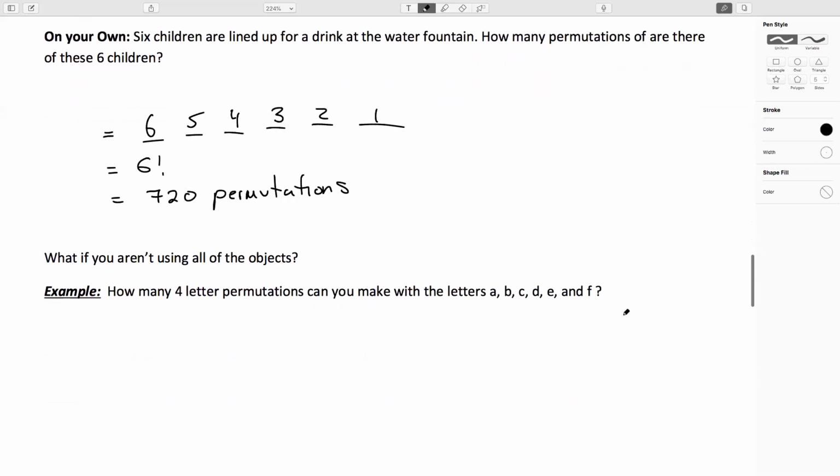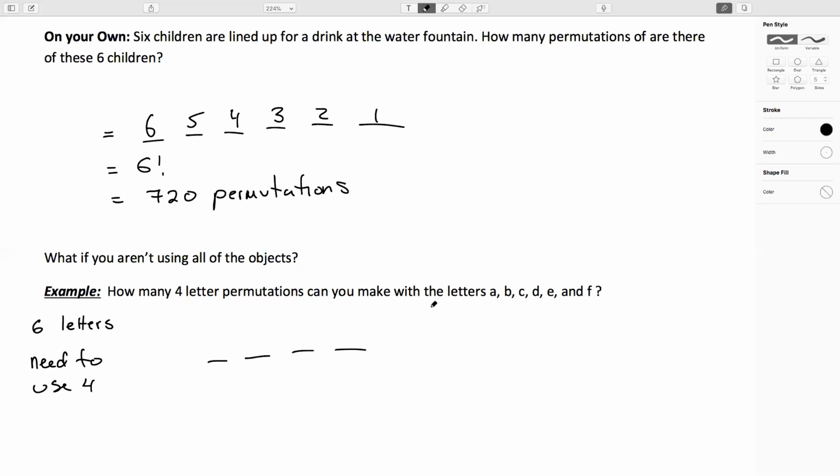What if you're not using all of the objects though? So what if you only want to make a 4-letter permutation, but you've got more than 4 letters? We've got A, B, C, D, E, F. So that's 6 letters. But we need to use 4. So we use the fundamental counting principle, write our 4 blanks.